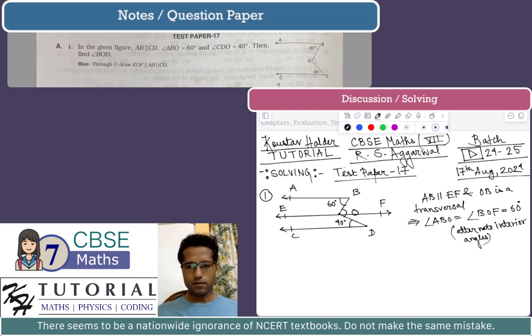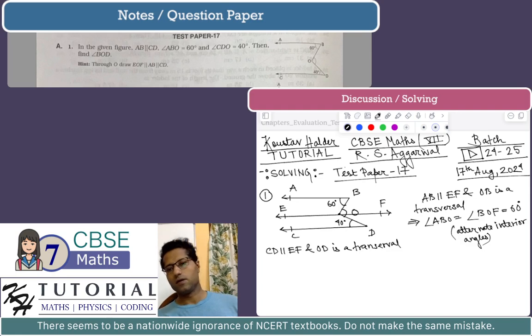Now similarly, we have CD is parallel to EF. The straight line CD is parallel to EF, and OD is a transversal. So in this kind of problem, wherever you are given parallel lines, you have to identify whether you can find any transversal or not, and from there you will have to see the alternate interior angles or corresponding angles or co-interior angles and apply their properties.